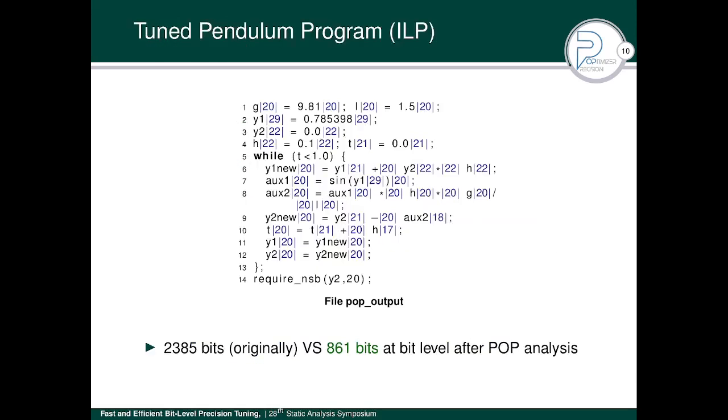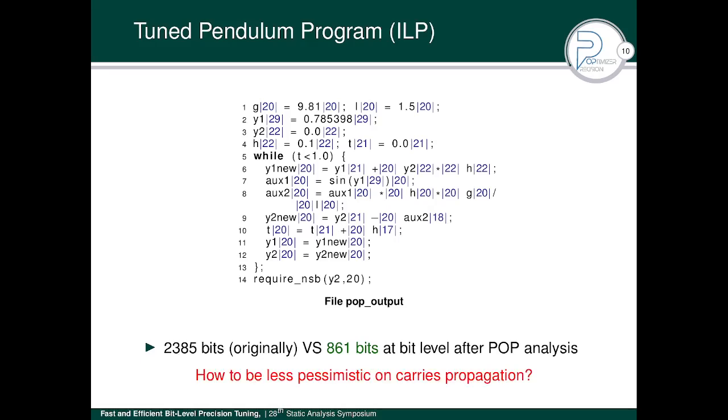As a result, after solving these constraints, POP succeeded in tuning the majority of the program variables, and the 20 bits that were required on the variable y2 were correctly propagated from the results into the inputs of the program, giving a total of 861 bits at bit level against more than 2,300 bits for the original pendulum program, in which all the variables were in double precision.